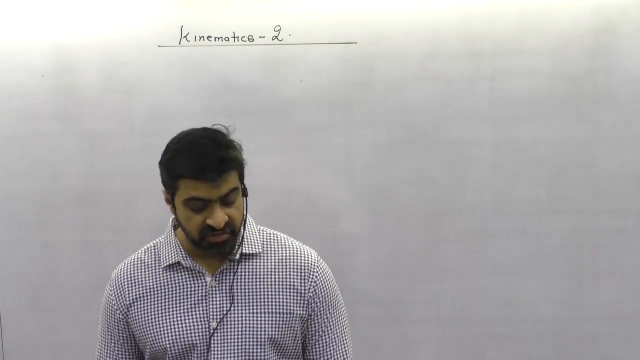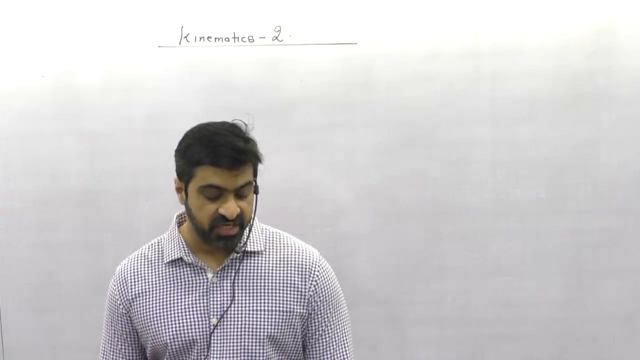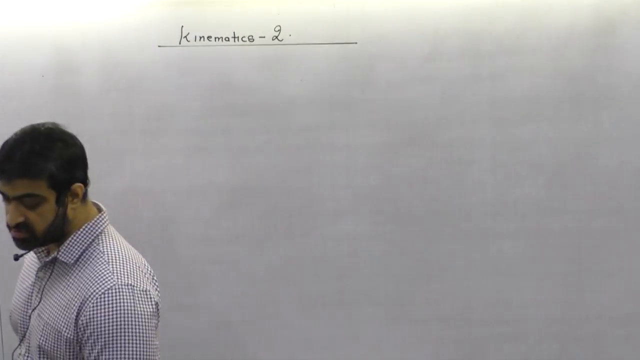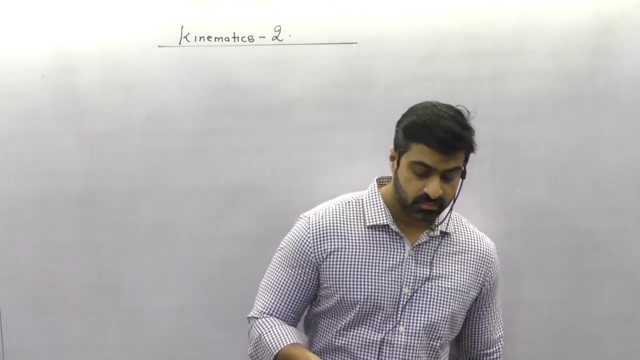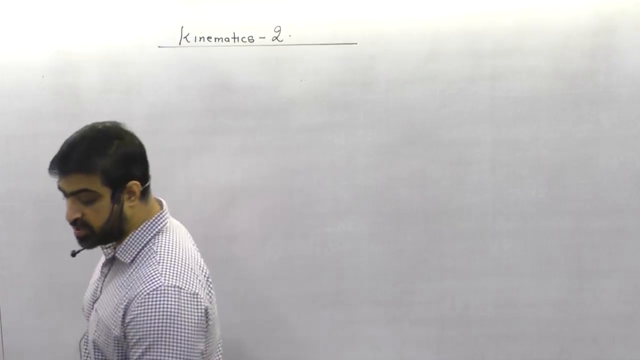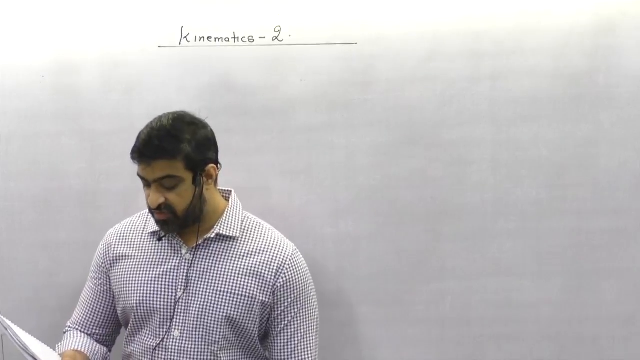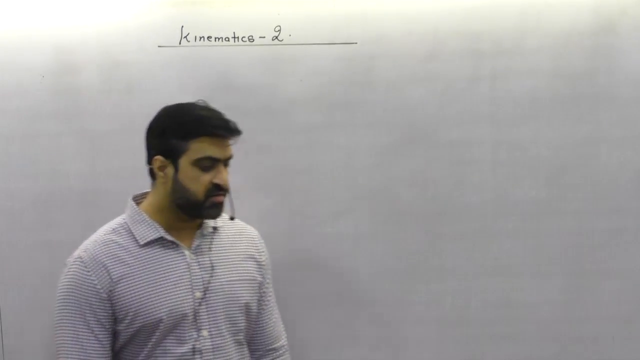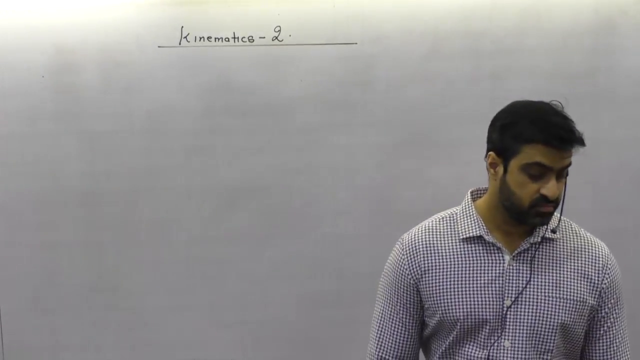If a constant force of 5 Newton at 37 degrees with respect to the x-axis acts on the particle for 4 seconds, find the velocity and coordinates of the particle at the end of 4 seconds.